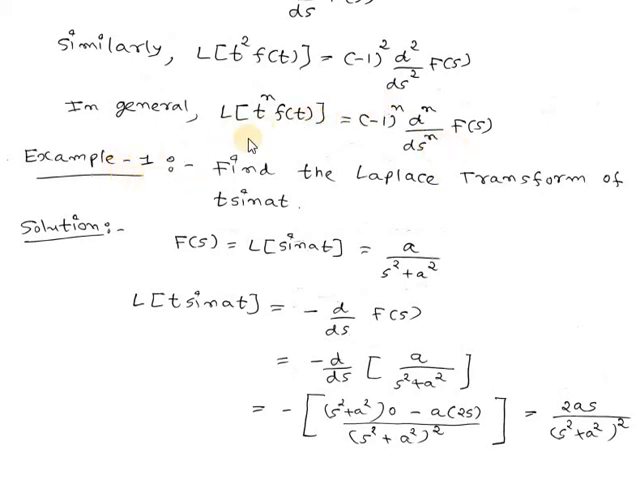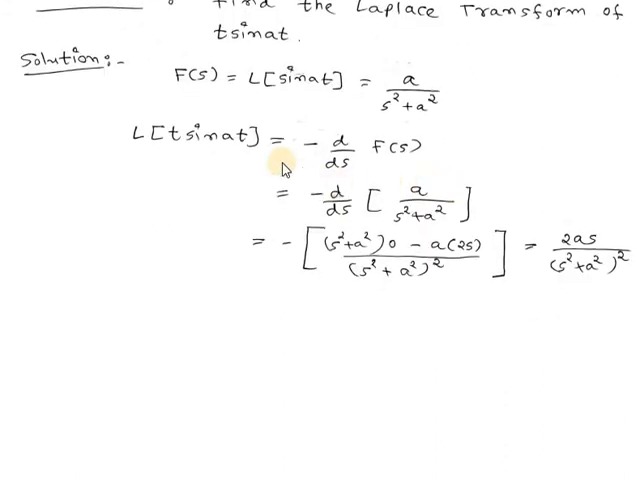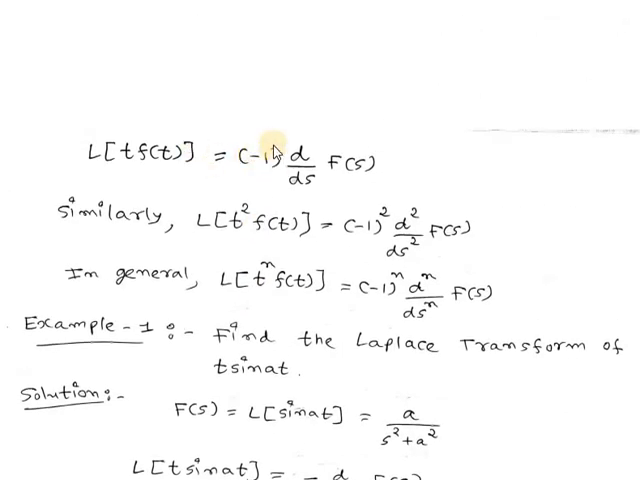So first example: find the Laplace transform of t sin at. First of all we will find the Laplace transform of sin at. Therefore F(s) is equal to Laplace of sin at, and Laplace of sin at is equal to a divided by s^2 plus a^2. Now we have to find Laplace of t sin at. Therefore this is given by minus d/ds F(s), because Laplace of t f(t) is minus 1 into d/ds F(s).